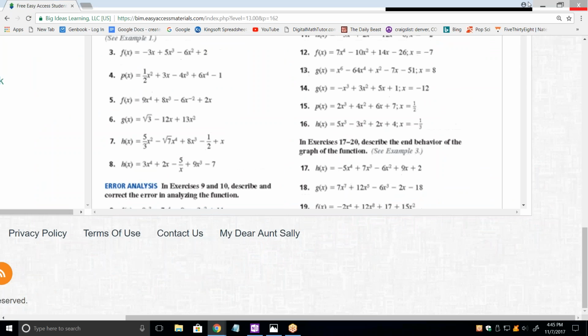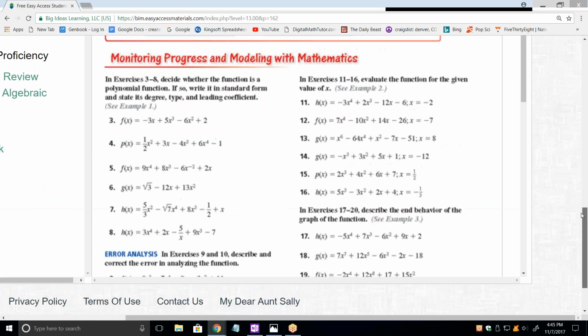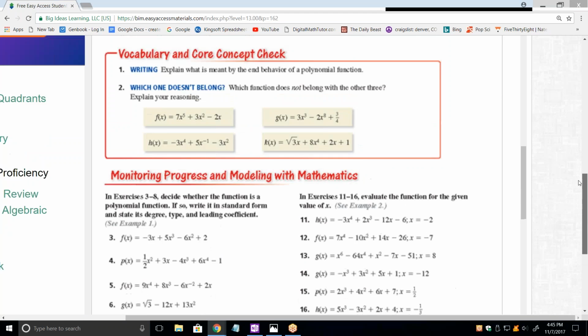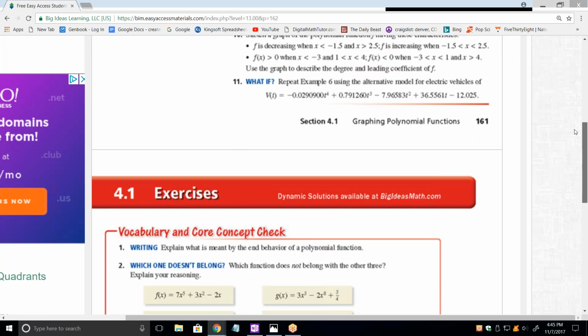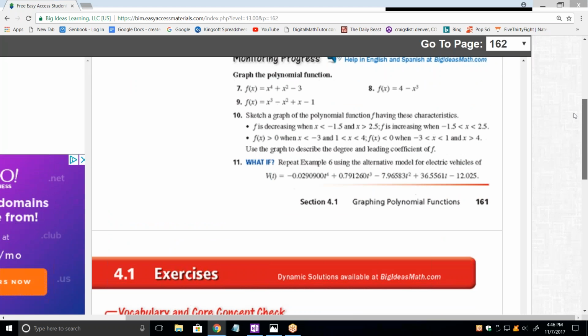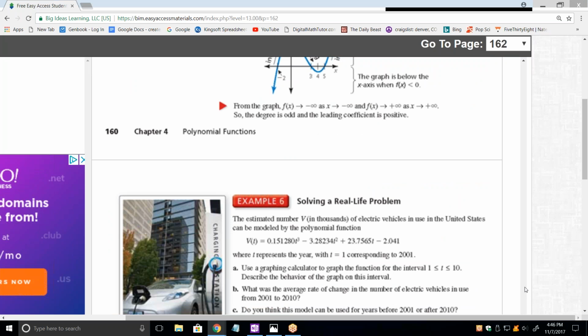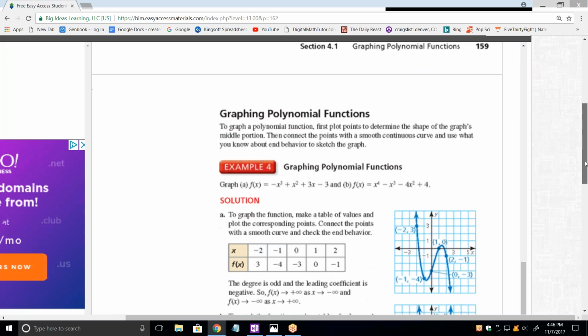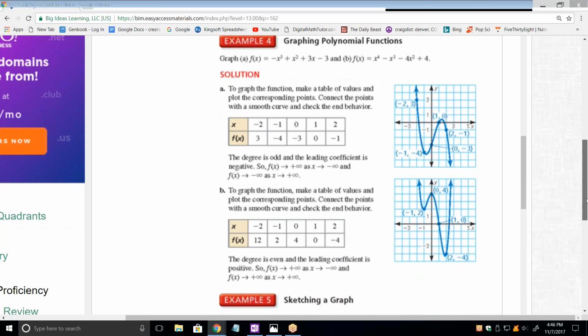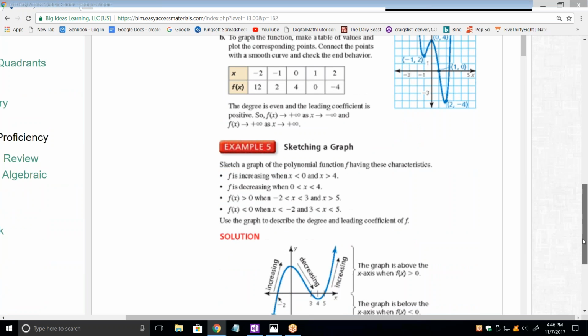Is it even going to be in this section? Do I have any way of knowing where example 5 is? It should be there. There's example 6. Here's example 4. Example 5 must be right there. Okay.